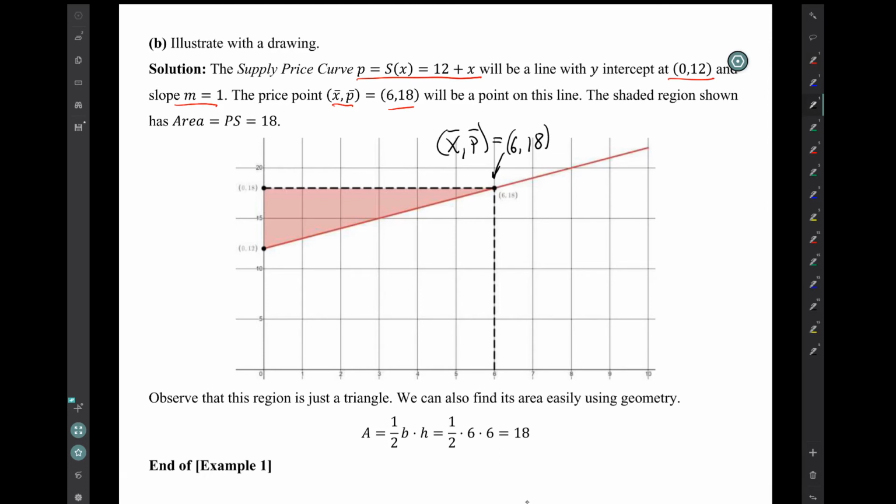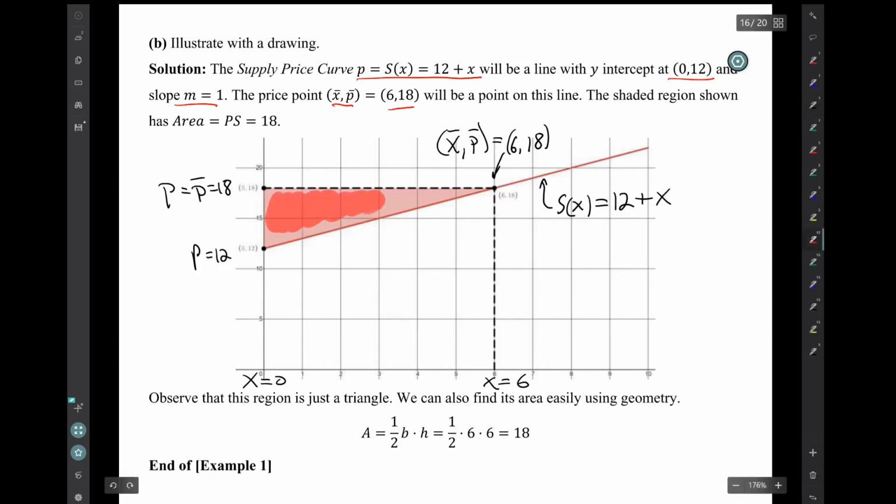The height of this black dotted line is 18. That's the value of p bar. The y-intercept on that red graph is 12 because of that 12. Here's the graph of the supply price curve. And on the x-axis we have x equals 0 and x equals 6. So this red shaded region corresponds to that producer's surplus.